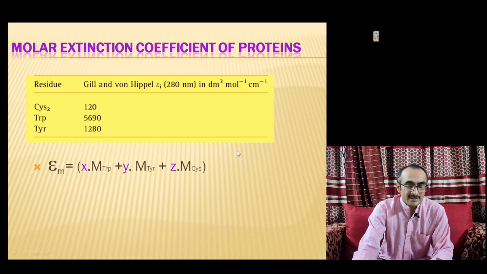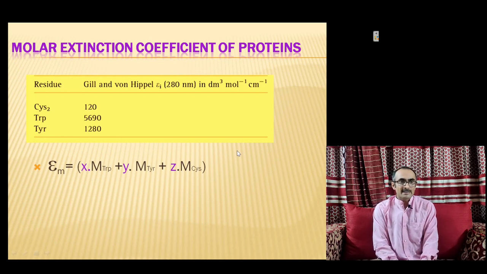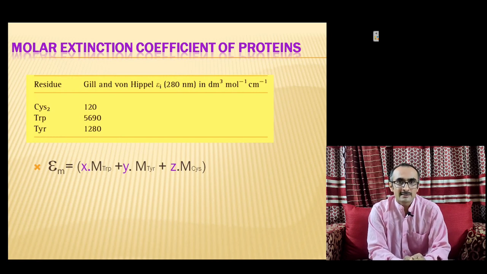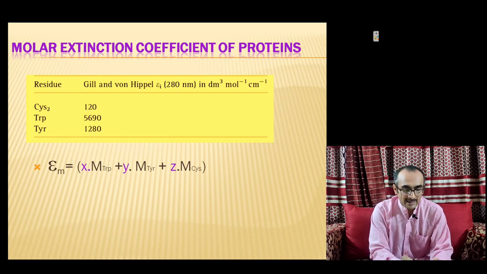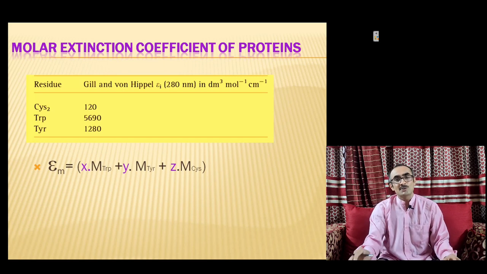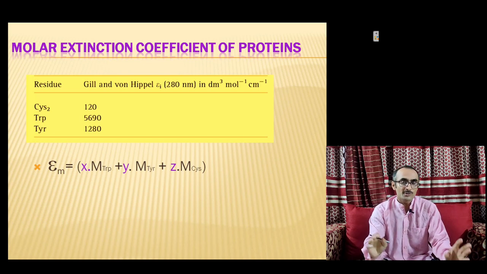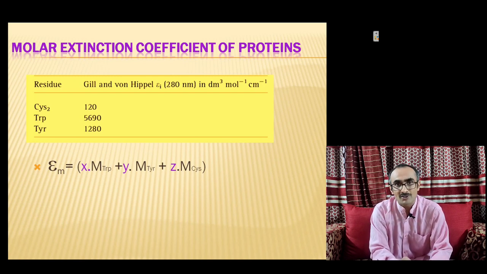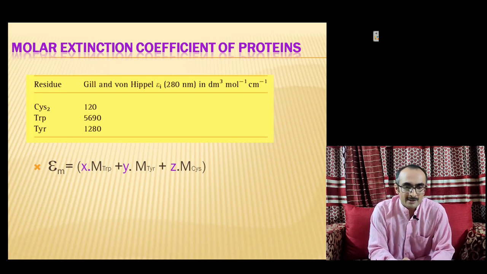Then the molar extinction coefficient of a compound is basically, if you use a 1 centimeter path length for radiation to travel, and the concentration of that compound is 1 mole per liter or a 1 molar solution. So whatever absorbance you get from a 1 molar solution of a compound using a 1 centimeter path length, that is actually the molar extinction coefficient.